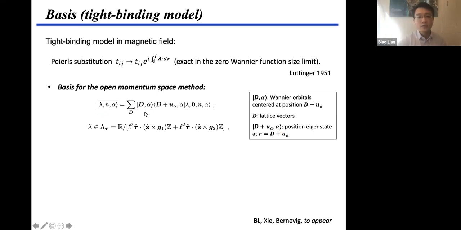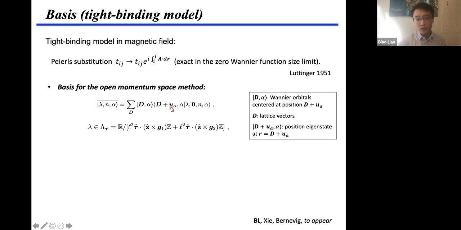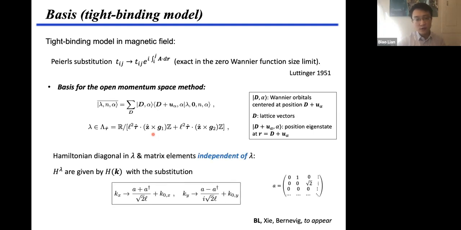Then we can define a basis as basically the projection of the basis we just defined here, but by taking q equal to 0, we project them by these delta functions into the Wannier basis. And similarly, this lambda is also required to take values in this coset. Then we find a similar result, that the Hamiltonian is diagonal in lambda, and the matrix elements are independent of this quantum number lambda.